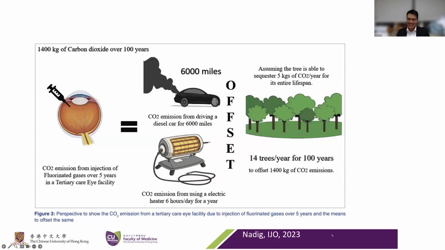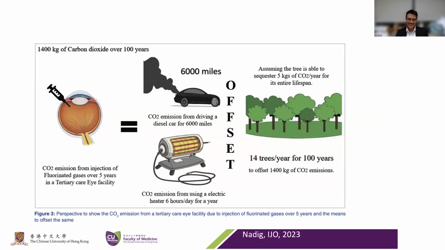And we are also becoming increasingly aware of sustainability in medicine because of global warming issues. If you think about it, the gases that we use in ophthalmic surgery are potent greenhouse gases because they are fluorinated gases. It is estimated that the CO2 emissions from ophthalmic gas over 5 years in a tertiary eye center would need 14 trees planted per year for 100 years to offset the equivalent CO2 emissions. So you can see how big a problem it actually is to our environment.